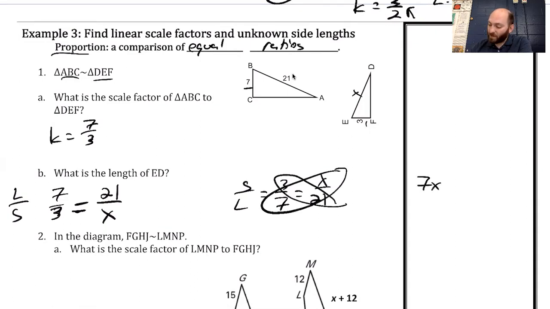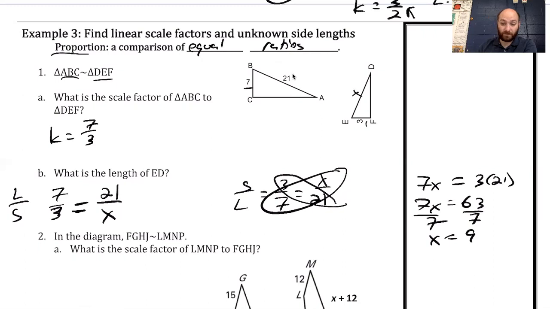I'm just going to write over here 7x is equal to 3 times 21. So 7x is equal to 63. Divide by 7, and x equals 9. All right. There's my length of ED is 9.